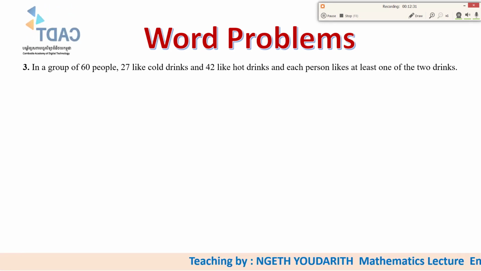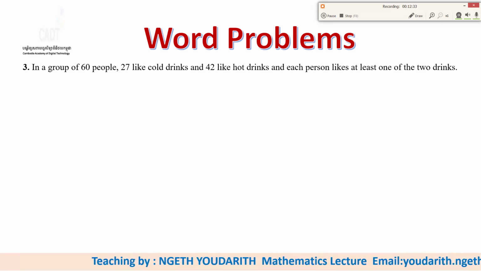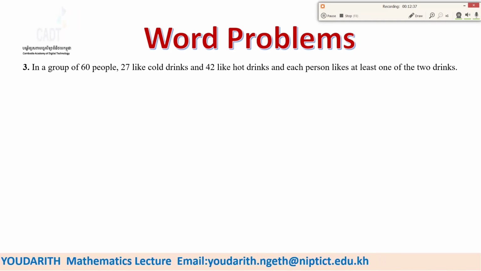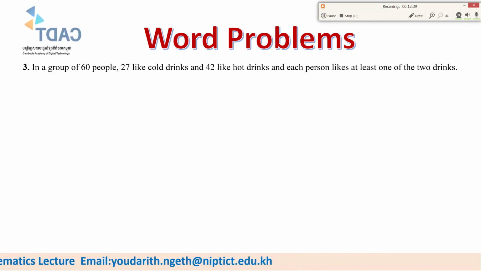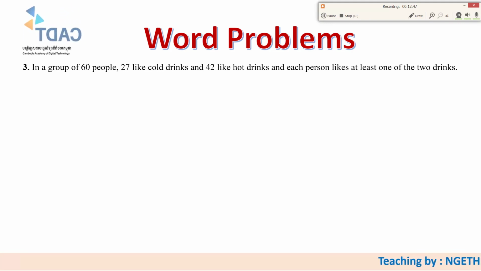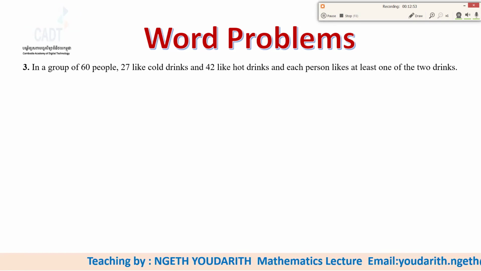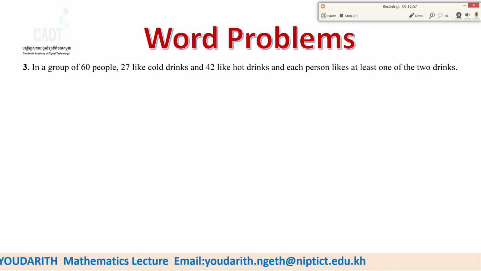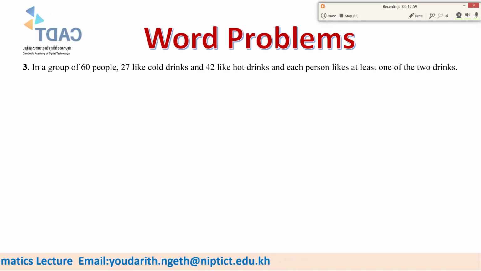they said in a group of 6 people, 27 like cold drink and 22 like hot drink. Each person likes at least one of 2 drinks. At least it means that each person likes at least one. So sometimes they like only one, and sometimes they like both.